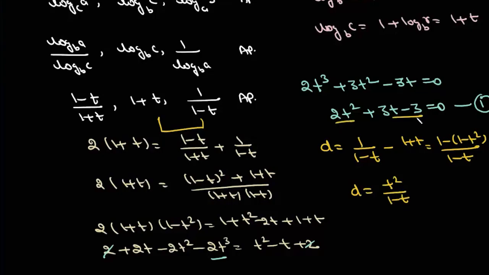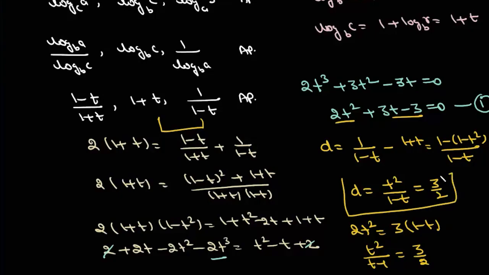Now if we rearrange this, we can write 2t square equals 3 into 1 minus t, or t square upon 1 minus t equals 3 by 2. So this value is equal to 3 by 2. So common difference of this AP will be simply 3 by 2, and that is the answer to this question.